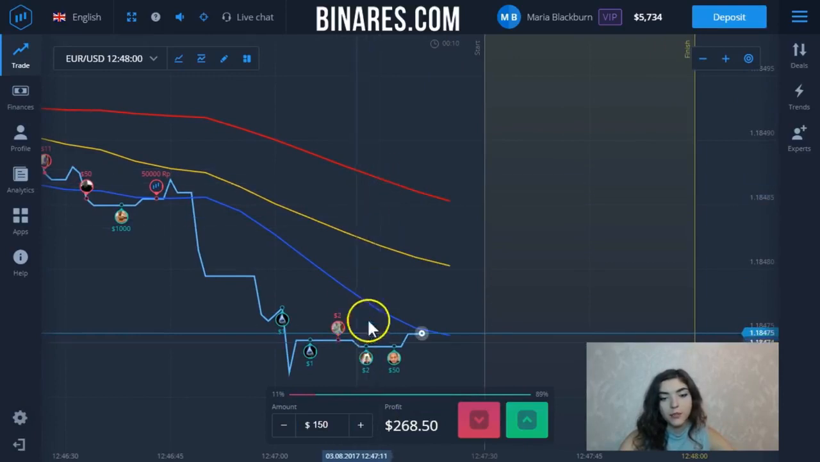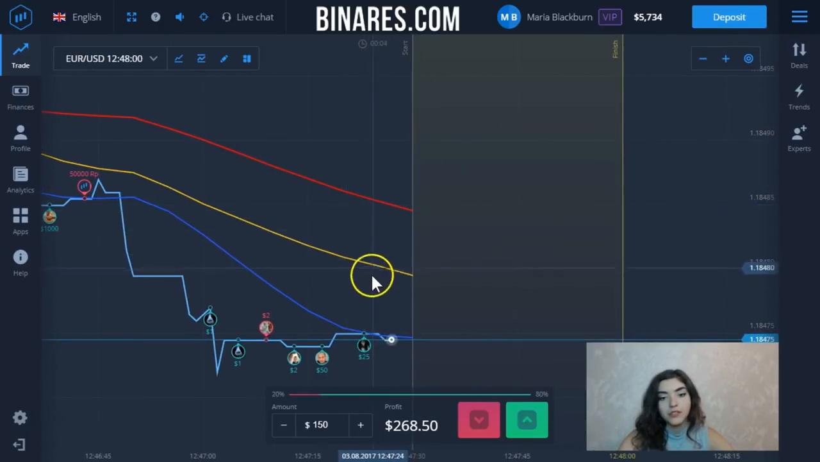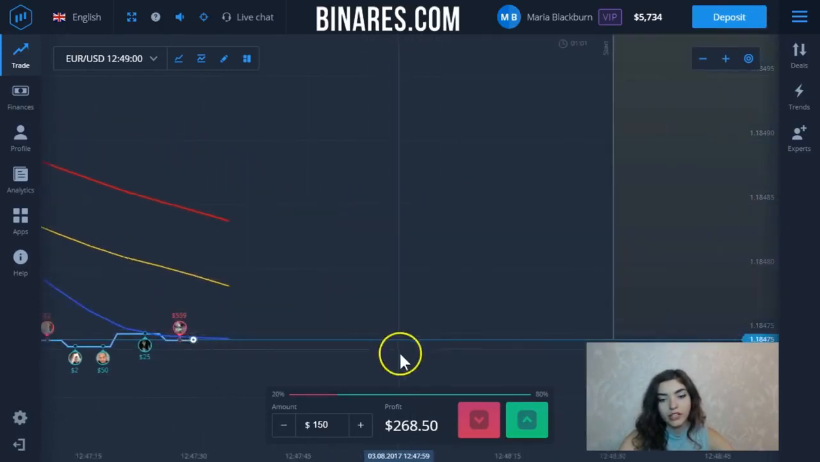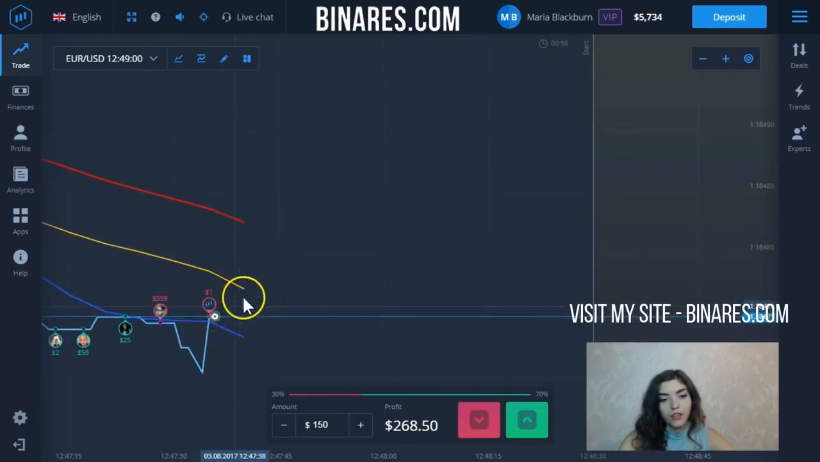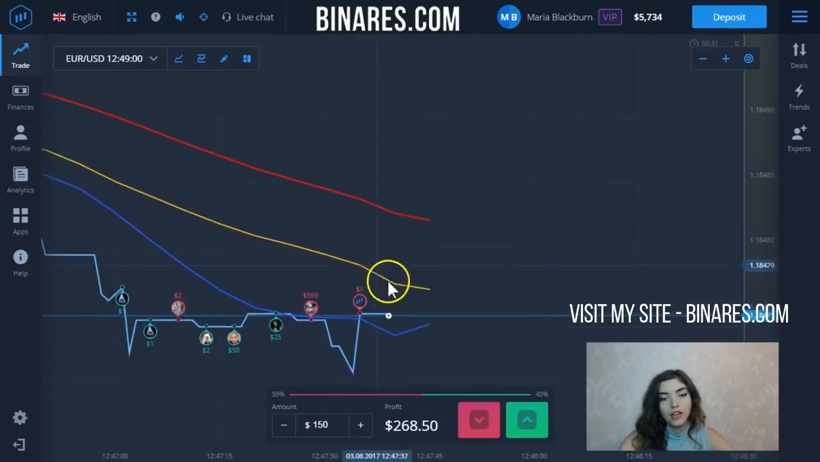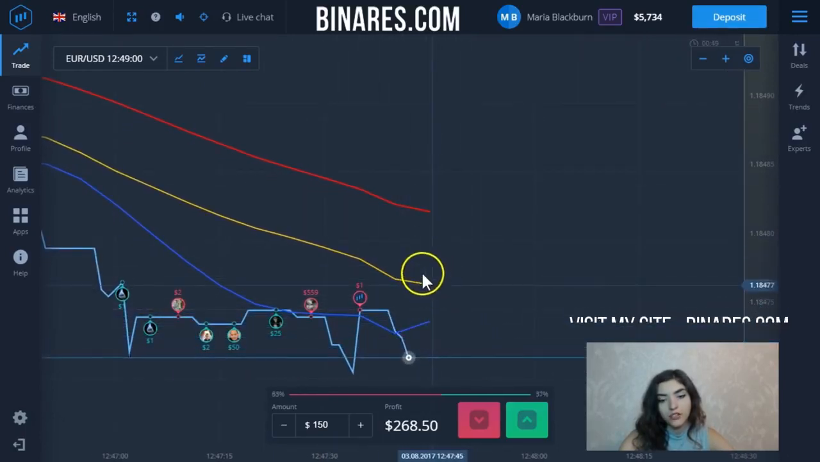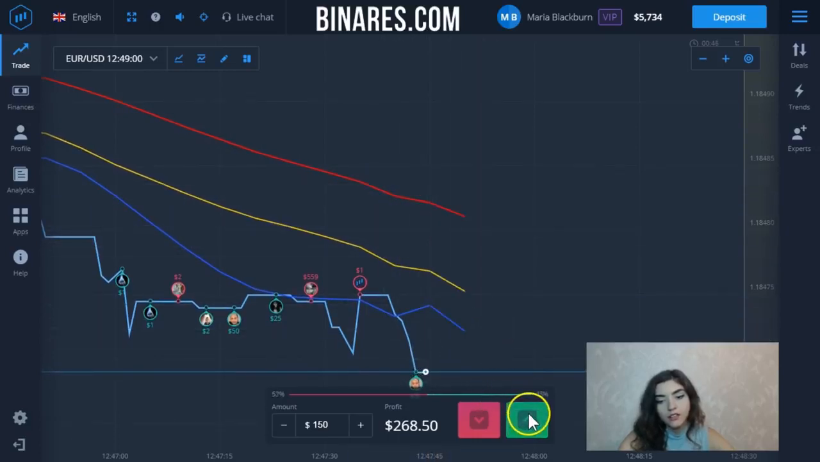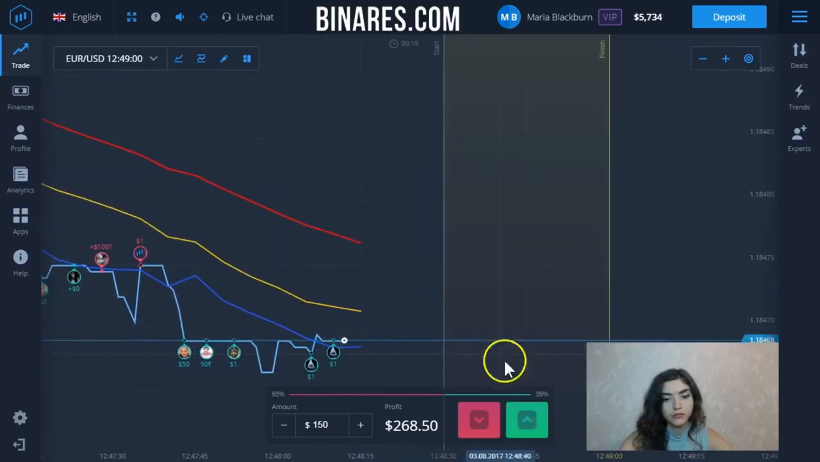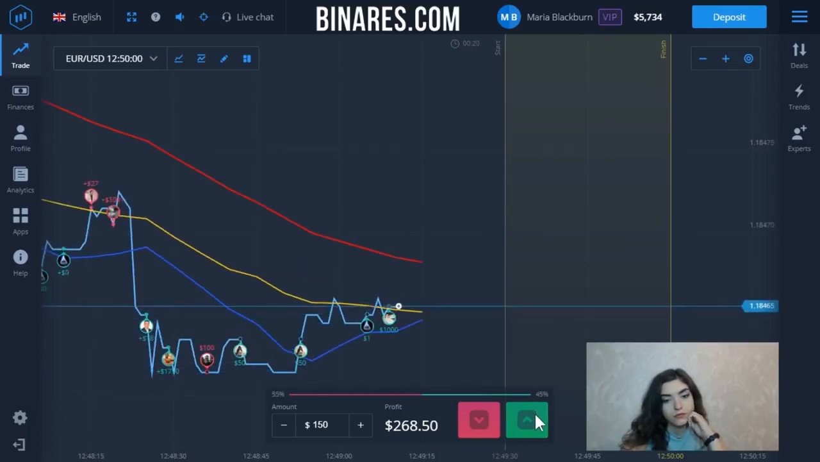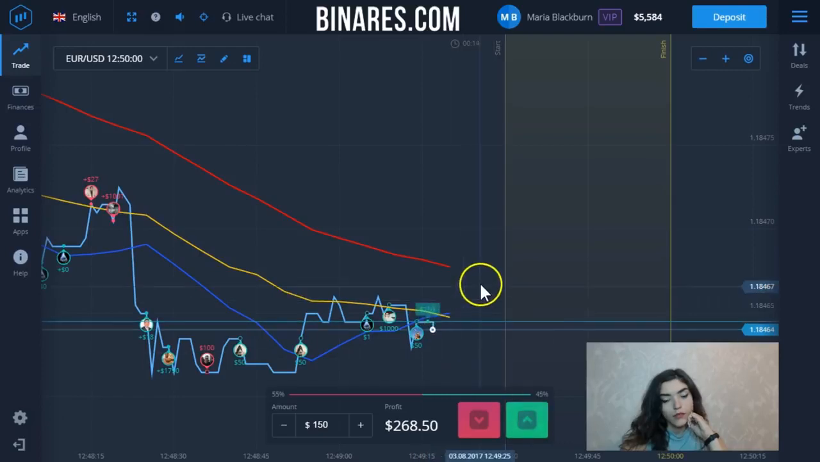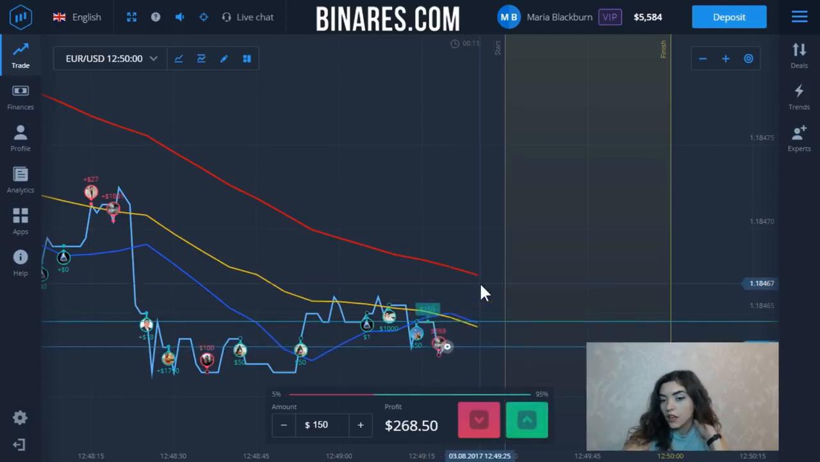So right now we see that three lines are parallel to each other. It means that the market is just a little bit sleeping, but we have to decide which option we need to buy. So I see that soon we will have an intersection below the red line. So I'm ready to buy call option. Okay, $150. Call option.